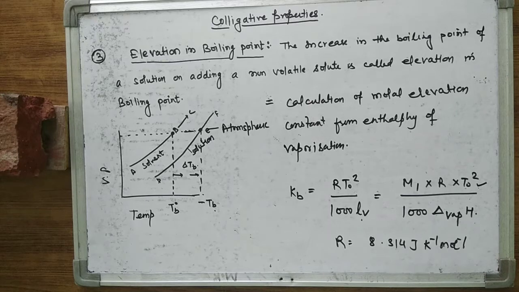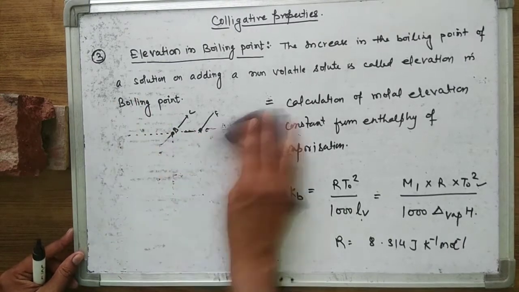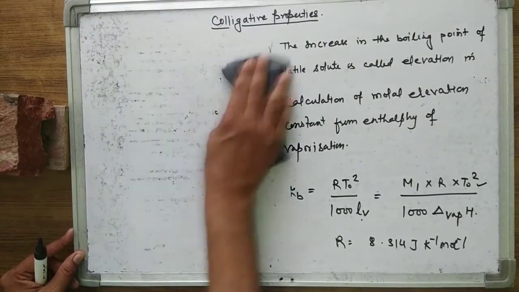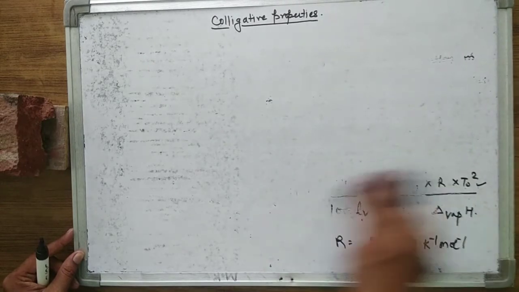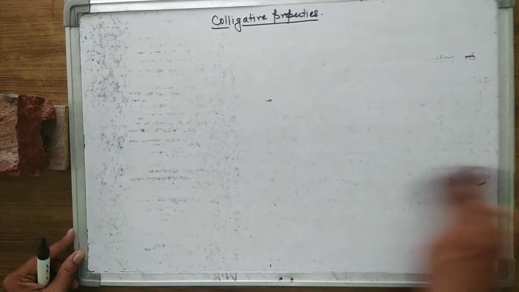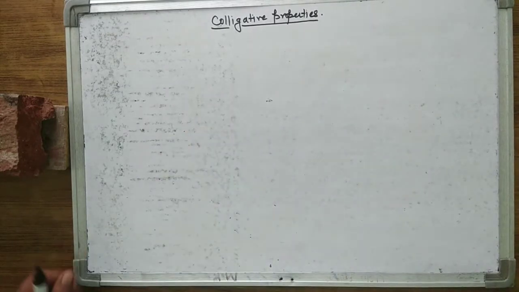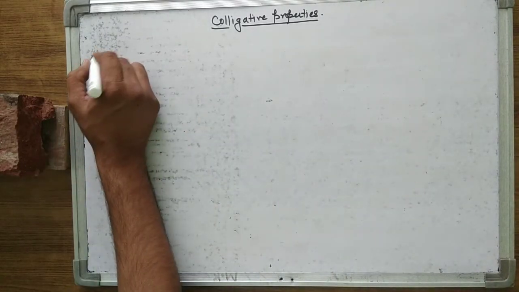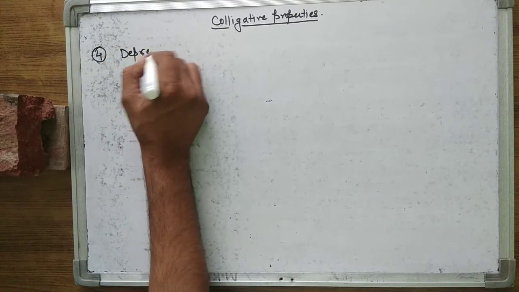Now we study our next colligative property, that is depression in freezing point. Depression in freezing point means decrease in freezing point of a solution on adding a non-volatile solute. Our next, fourth colligative property is depression in freezing point.